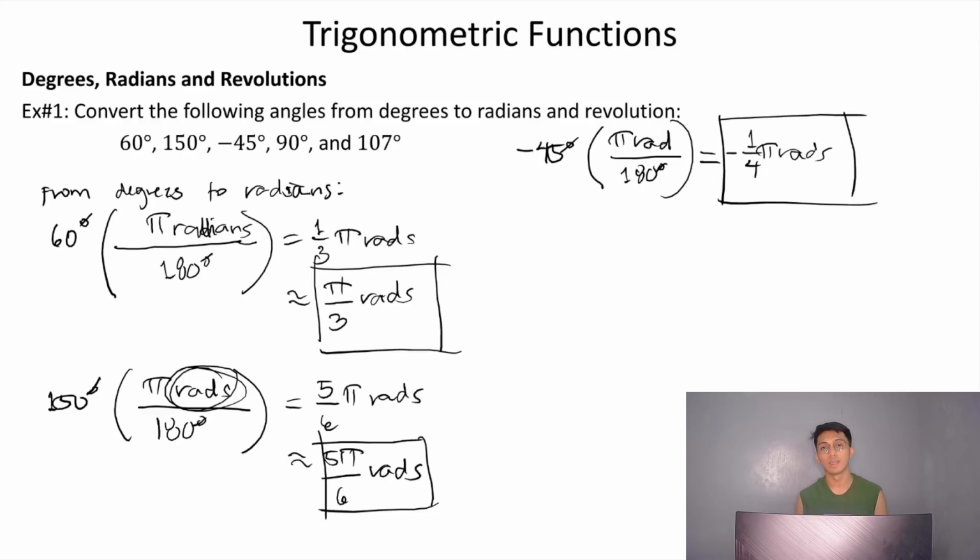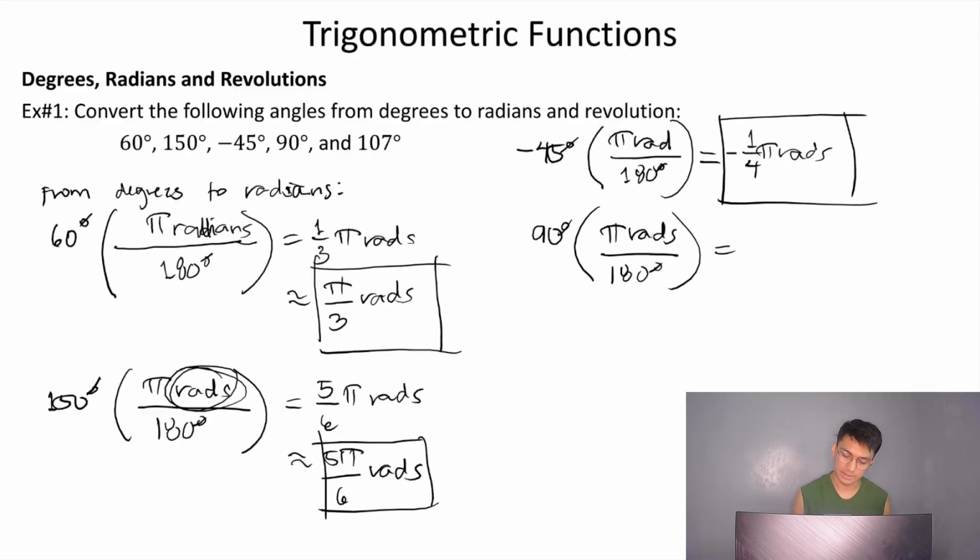Convert it into radians. And for the fourth example, 90 degrees, same process. We have pi radians over 180 degrees, so cancel the degrees. What remains is radians. Now, 90 over 180, by simplifying, is 1/2. We have 1/2 pi radians. And for the last angle, we have 107 degrees.